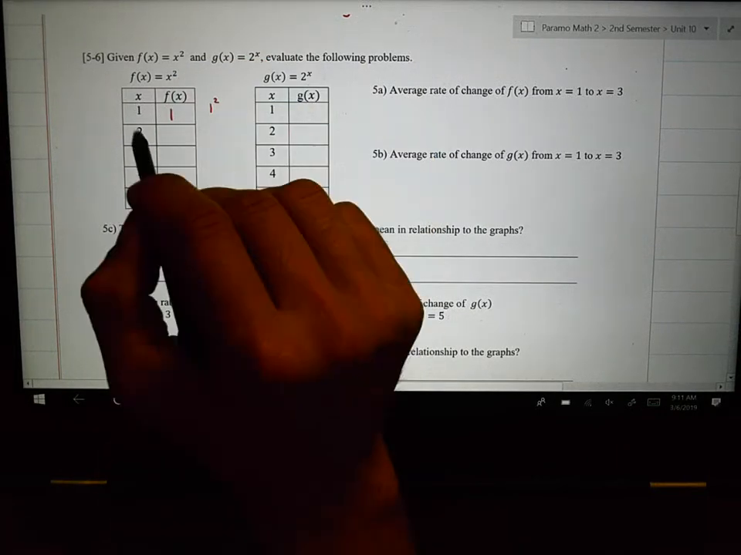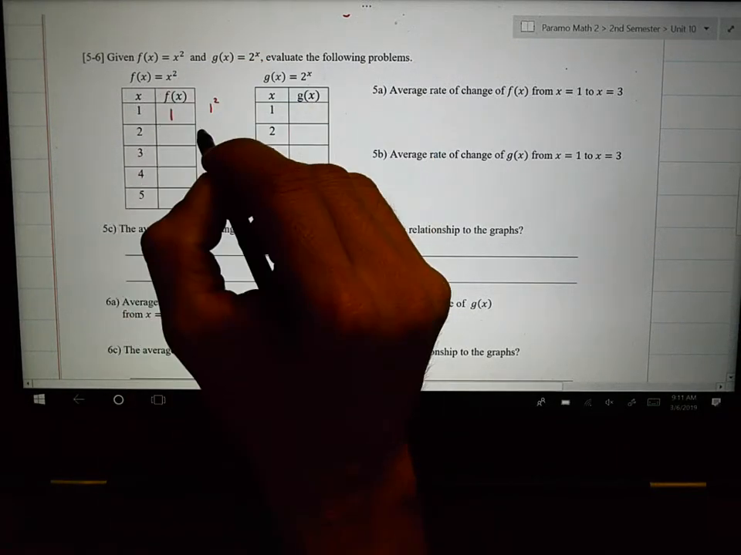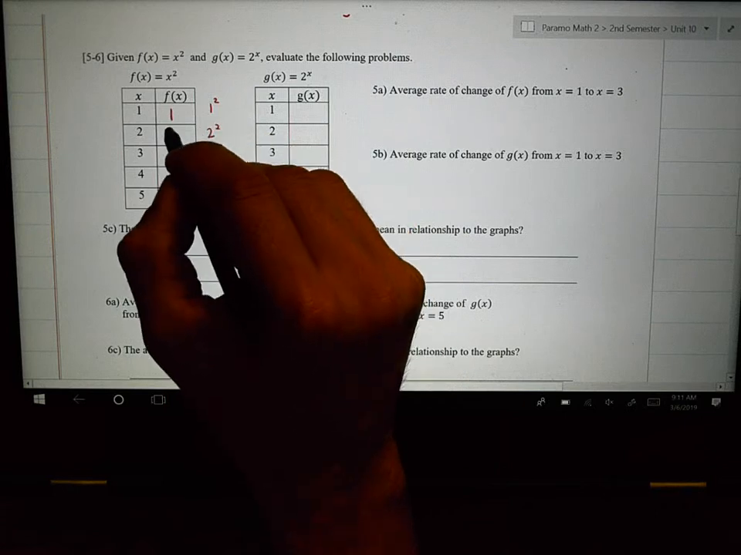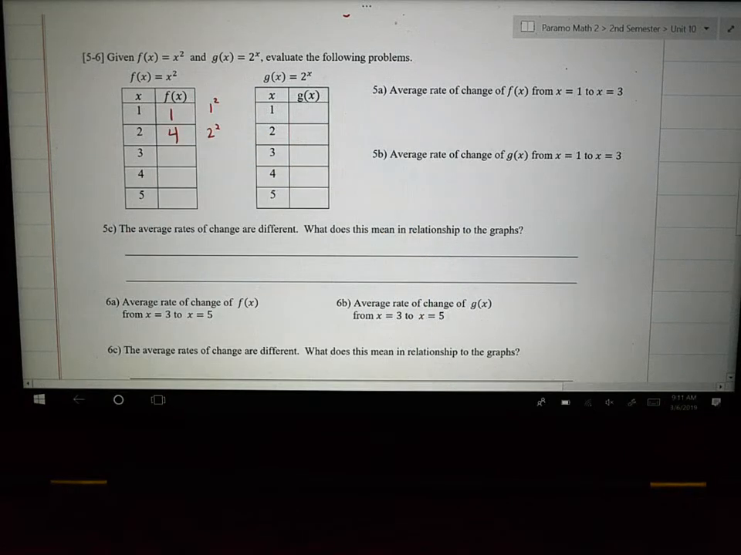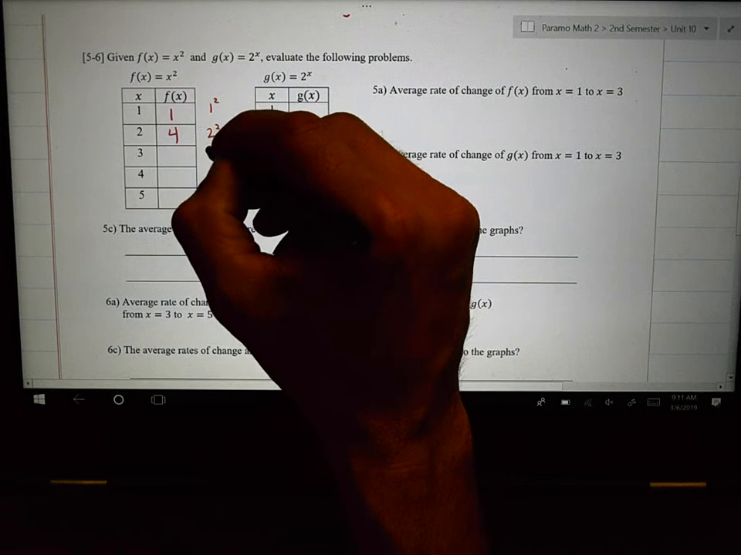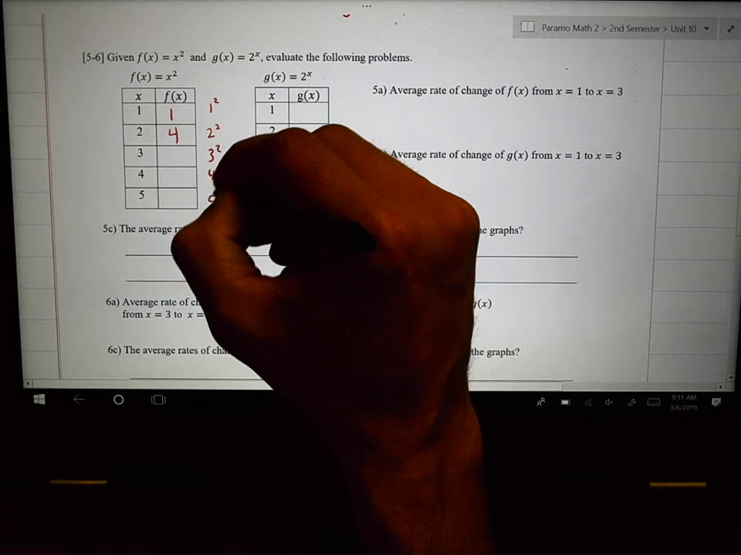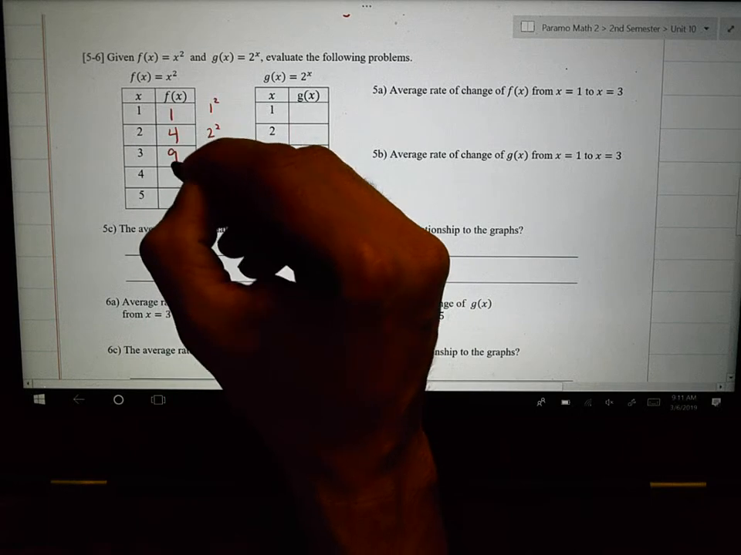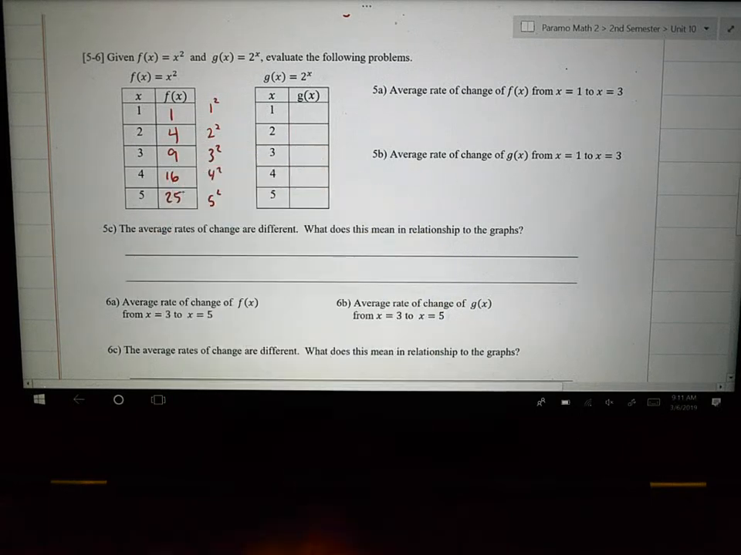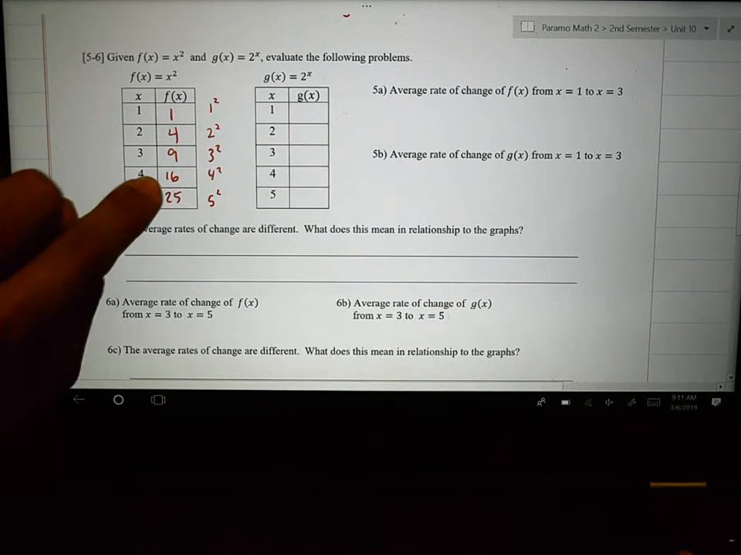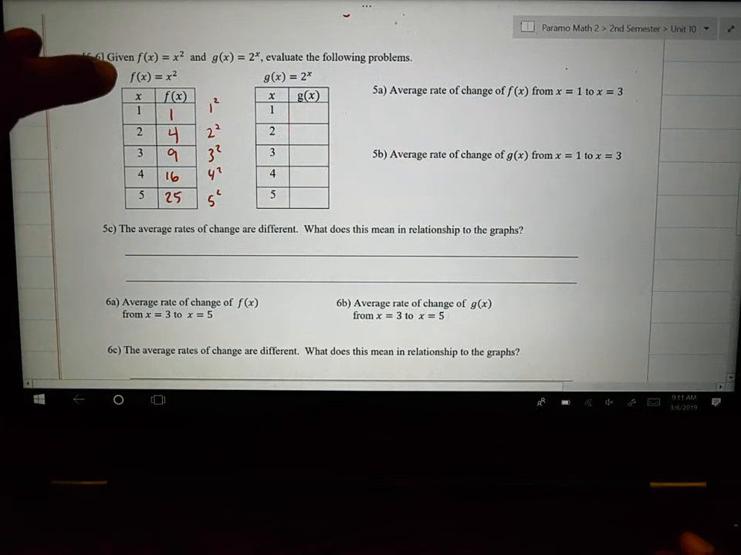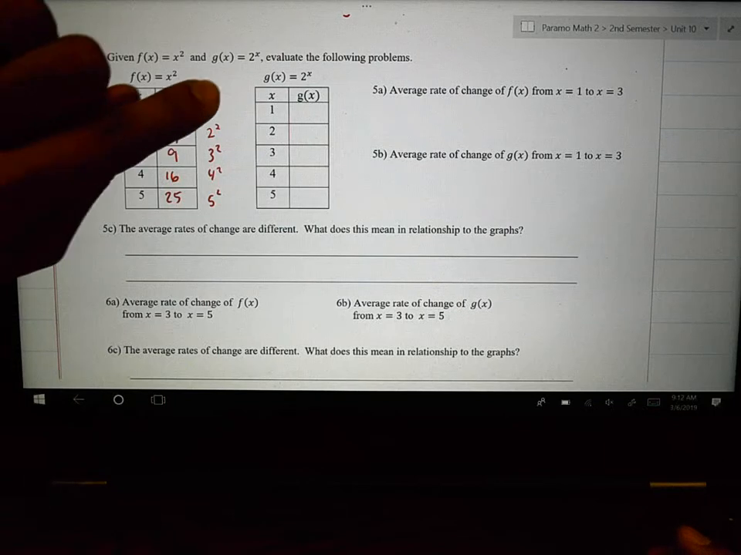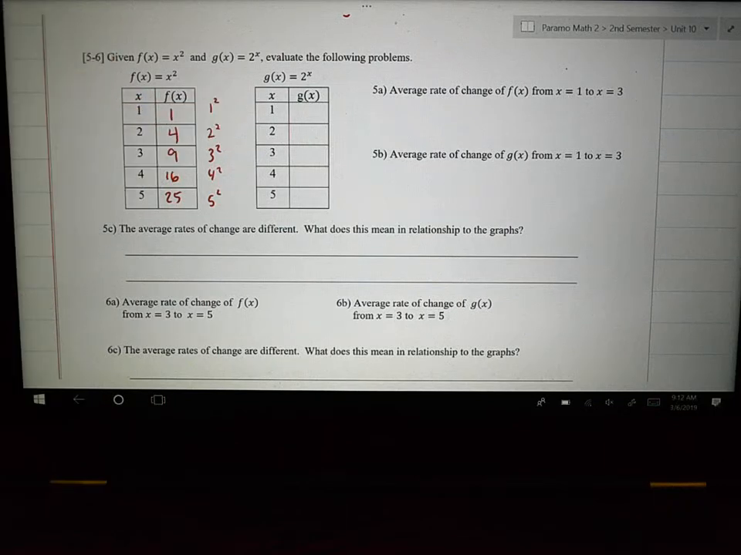If you have a 2 and you plug it in and you have 2 squared, what is 2 squared? You simplify it, you put it in the chart. 3 squared, 4 squared, 5 squared. If you don't know what those are, use a calculator. 3 squared is 9, 4 squared is 16, and 25. Because we're plugging them in to f of x. Then I have to do the same thing for g of x. I have to plug in those values.